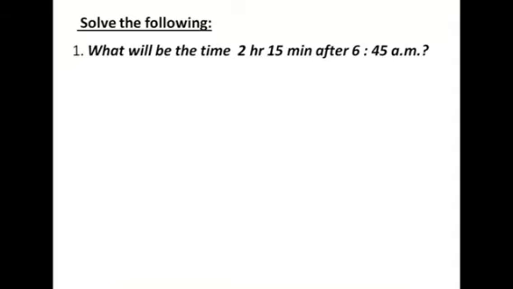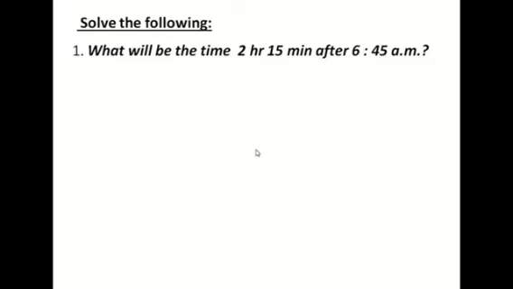You have worked with addition and subtraction of time. Now we will do few statement sums on that. Look at the question here. What will be the time 2 hours 15 minutes after 6:45 a.m.? Listen carefully. So 6:45 a.m. we can write it as 6 hours 45 minutes. So with that, if we add 2 hours 15 minutes, we'll get the time 2 hours 15 minutes after 6:45 a.m.